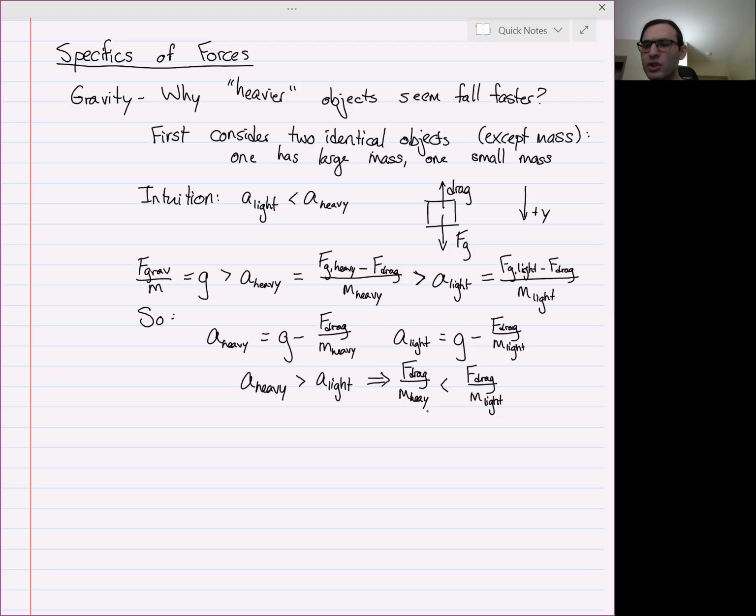So usually, well, I guess you could use d, but I never really will. I'll usually just write F drag because we don't use drag a whole lot anyway. So there is a consequence here.